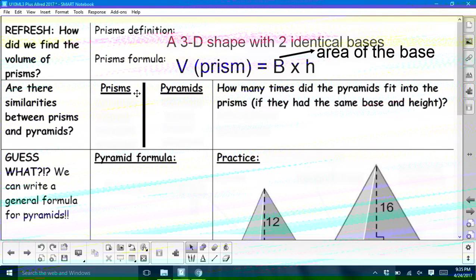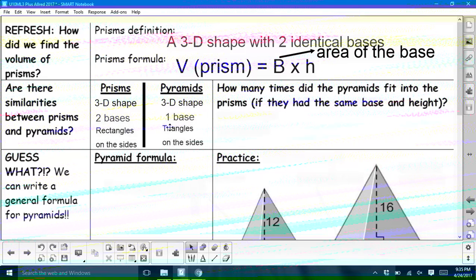Okay. When you come to my station, we're going to look at these prisms and pyramids and compare them. The prisms and pyramids are both 3D shapes. Those are some similarities between them. A prism actually has two congruent bases, where a pyramid only has one base. Another huge difference is that the prisms have rectangles on all the sides and the pyramids have triangles on all the sides. Okay. When you come to my station, I'll show you this next part.